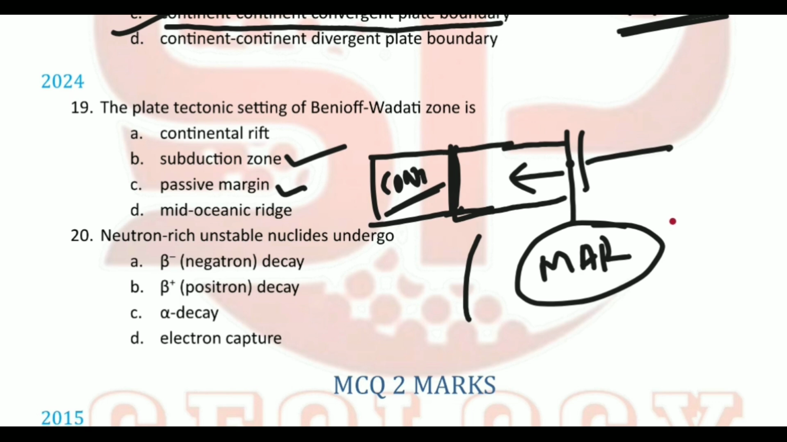Similarly, in South America, the eastern part is also considered a passive margin. The western part is at the subduction zone, so it is considered an active margin. So the continental margin that is far from the plate boundary is passive. If it is near the plate boundary, it is active.